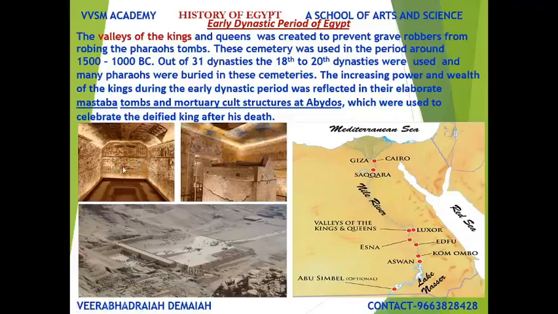Now this is the cemetery where the pharaohs, the kings of Egypt, were buried after their death. And this is the view of the structure at Abydos, Giza, Cairo, the Nile River where it reaches the Mediterranean Sea, and the Valley of the Kings and Queens. This is Lake Nasser, a very important feature of Egyptian history.